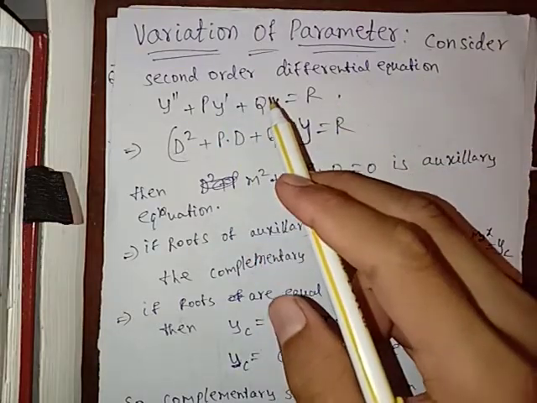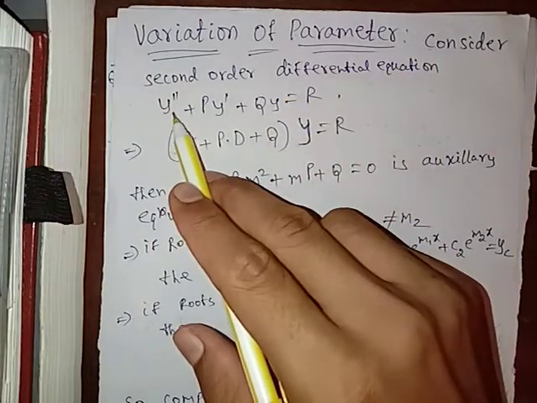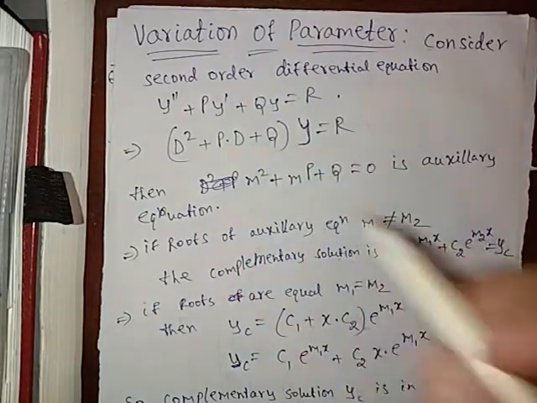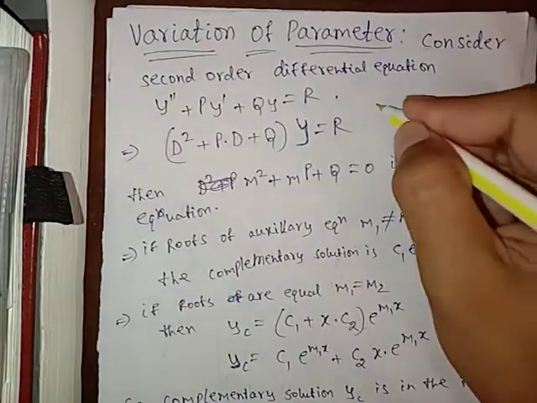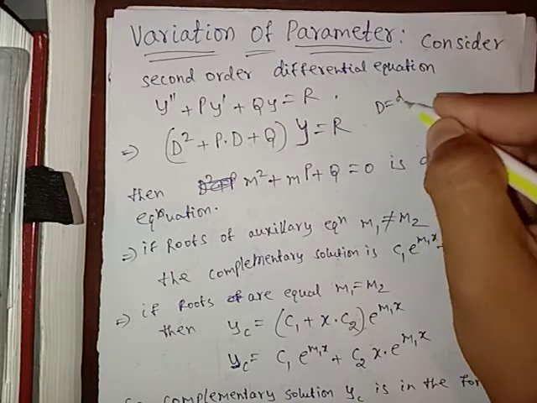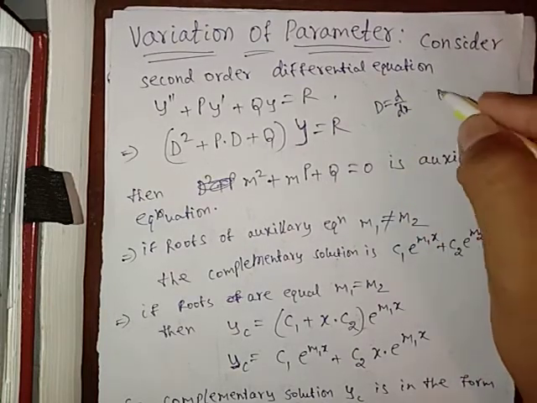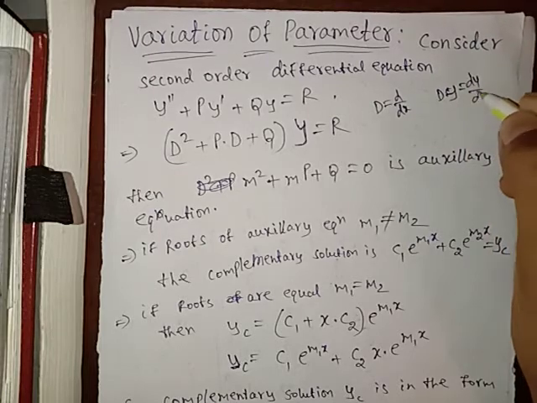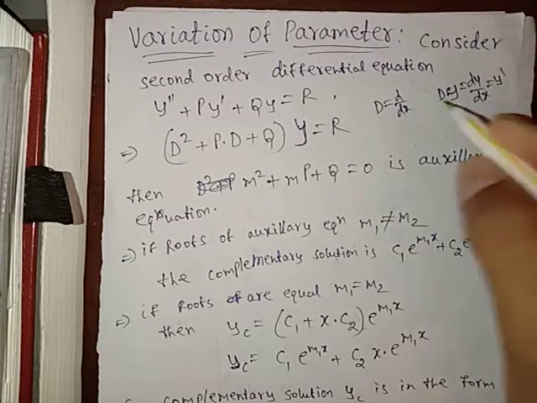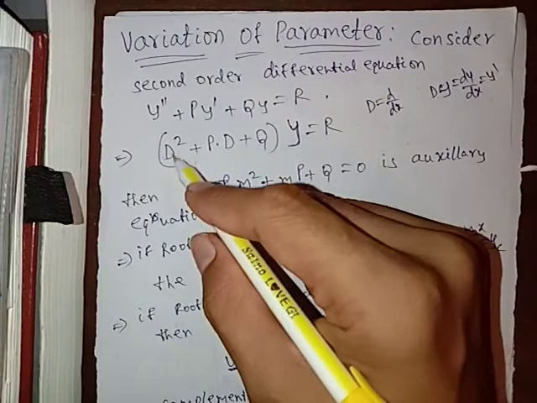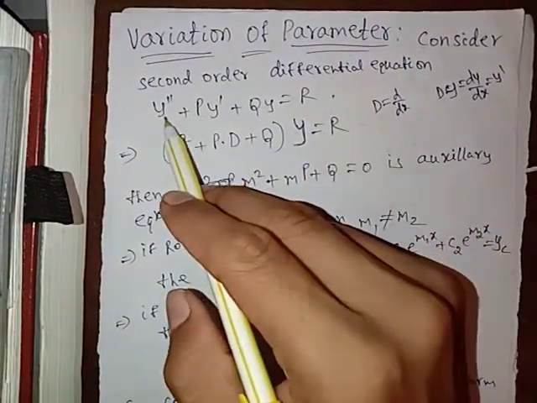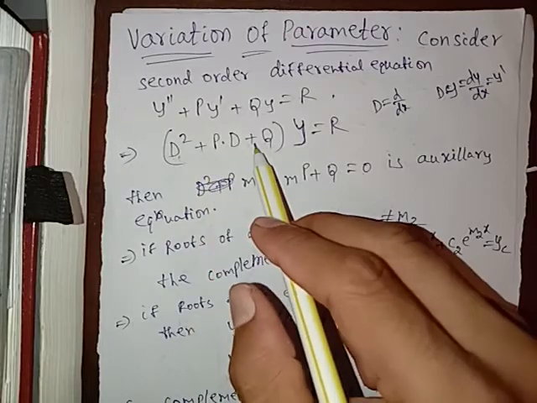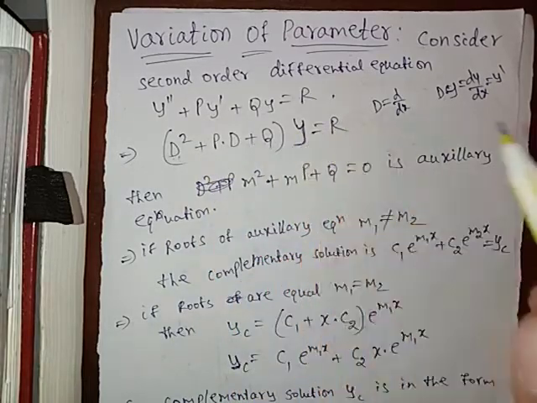Consider the second order differential equation y'' + p y' + q y = r. Now we can write D = d/dx. So D y means d/dx of y, which is y'. Similarly y'' means D squared y. So we can write this differential equation as (D² + pD + q) y = r.